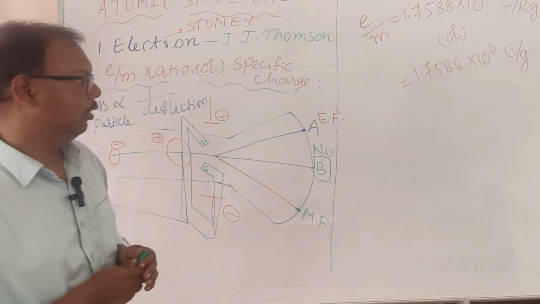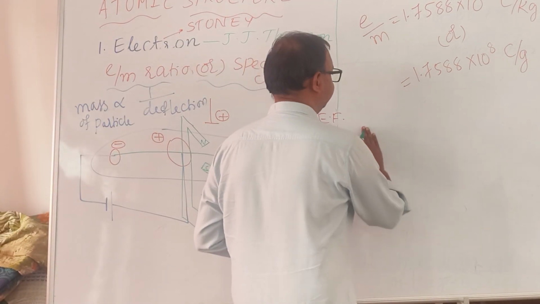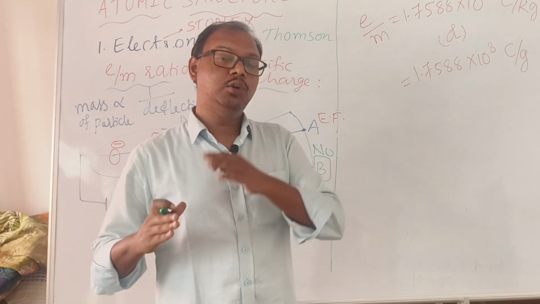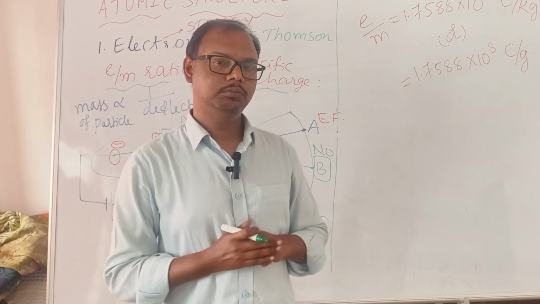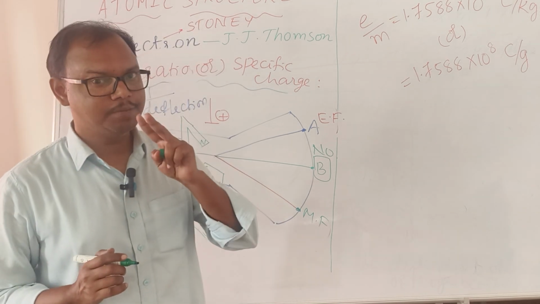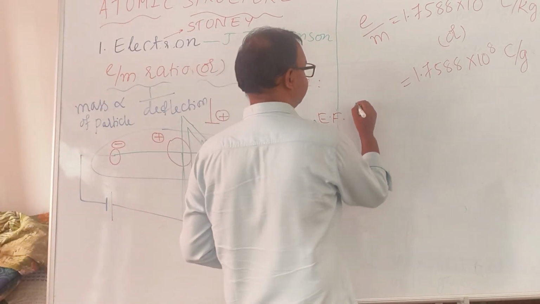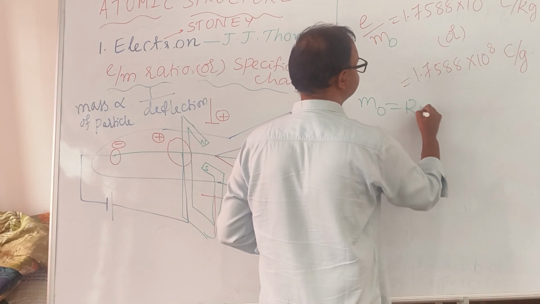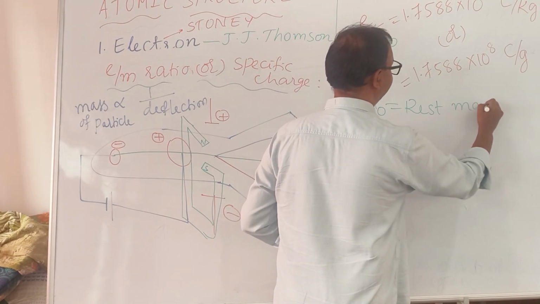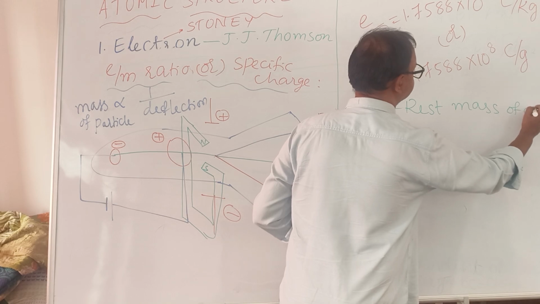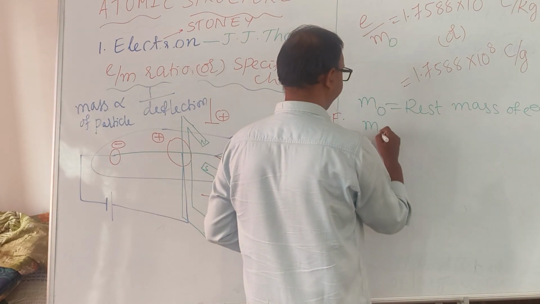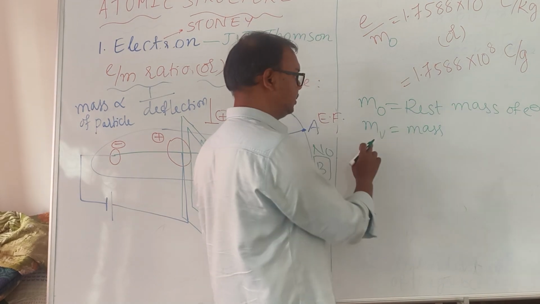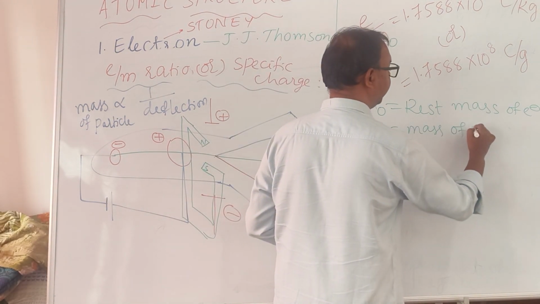One more point we have to keep in mind: the mass of electron. When an electron is moving, there are two types of masses it can have. How many types of masses does it have? Two types of masses. What are those? The first one is rest mass, m naught. M naught means rest mass of the electron. Next, mv, the mass of the moving electron, when it is moving with some velocity v.